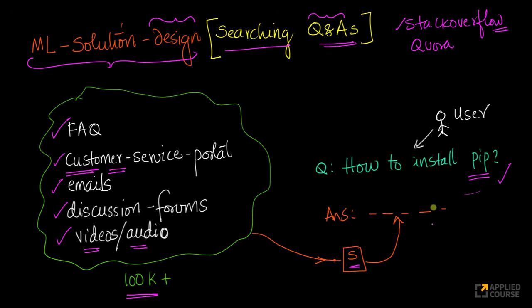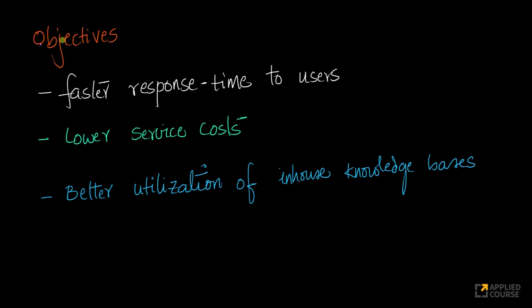Imagine if such a question does not exist, then you can say, okay, sorry, we don't have a question very similar to this. We'll post it to our customer service portal, or we'll post it for others to answer. But if something very similar to this already exists, it makes much more sense to respond back with the answer immediately to the user, right? So if you think about it, what are the objectives of the solution?